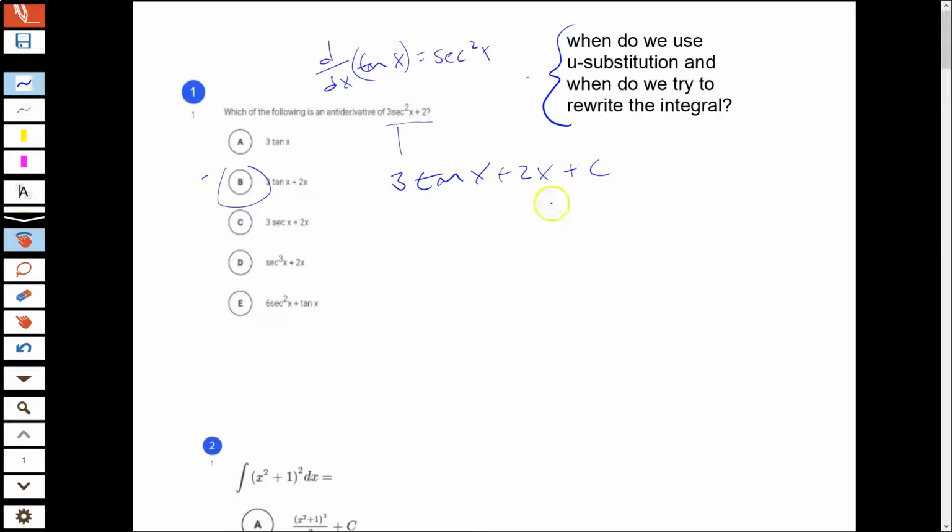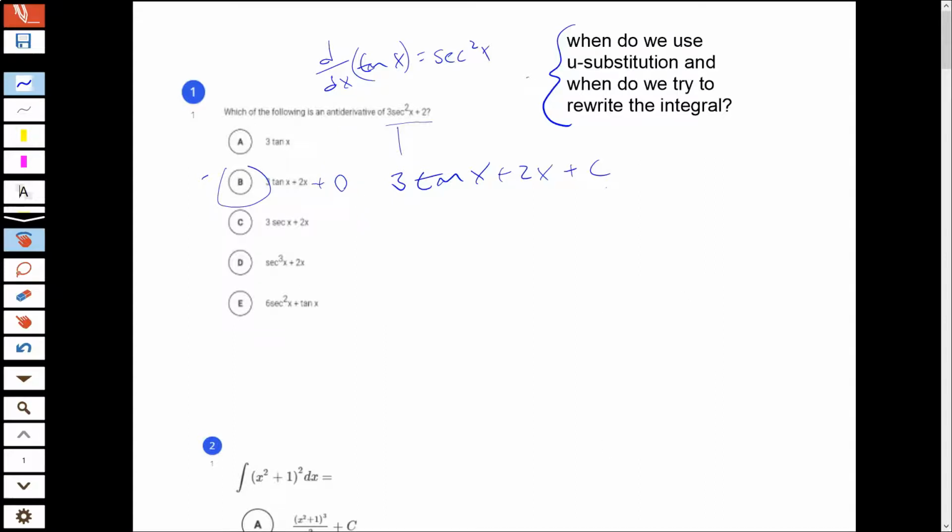any constant too. So for example, 3 tangent x plus 2x plus 5 is also an antiderivative of this particular function because the 5 has a derivative of 0. Here, for this particular choice, my constant is 0. But plus 5 would also be a correct answer. 3 tangent x plus 2x plus 1 million will also be a correct answer, and so on. They would never give you more than 1, but just something to keep in mind.